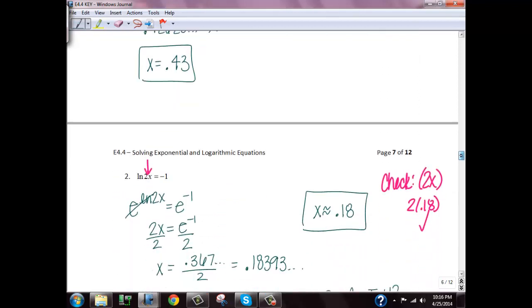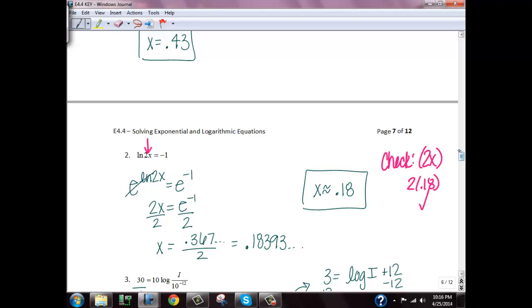On number 2, I do have to check my answer, right? Inside my inside number of my ln, I have an x. So I first need to get rid of my ln by taking e and raising my equation up into the exponent. So I have e raised to the ln of 2x equals e to the negative 1. And then to solve for x, I just need to divide off my 2.